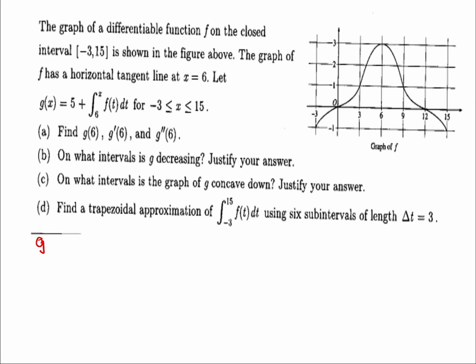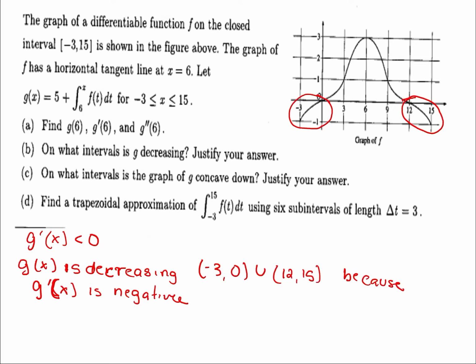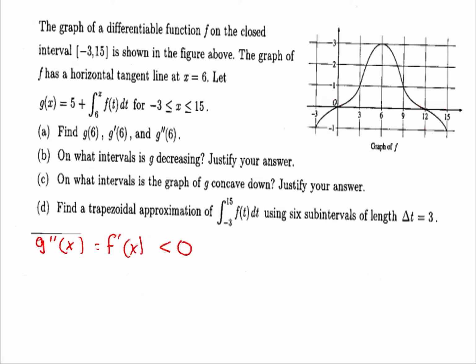On what interval is it concave down? Well, it's concave down when g double prime of x, which is going to equal f prime of x, is less than 0. So when is the slope negative? That's the question. When does the graph you're looking at have a negative slope? And that happens on this interval. So we would say g of x is concave down.